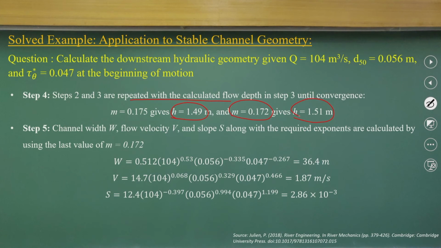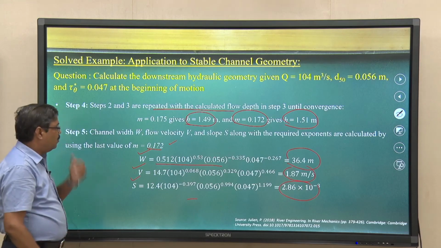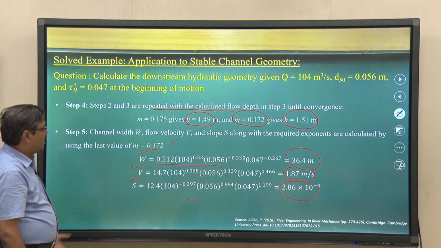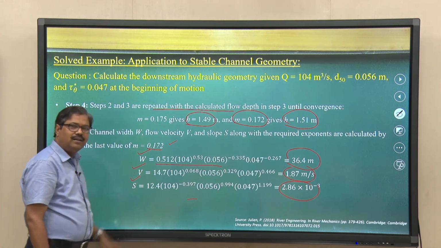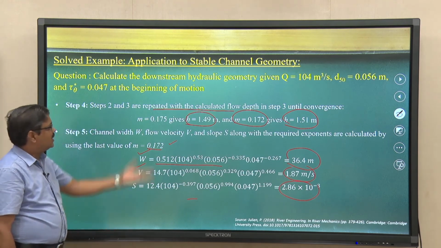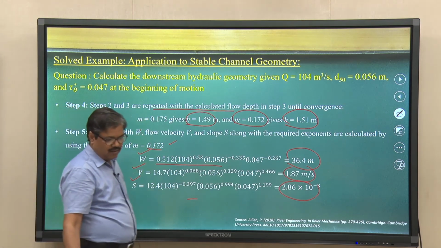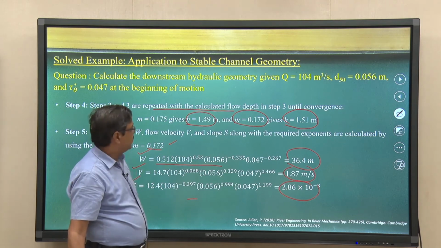If that is the condition, we can fix that and then compute m equal to 0.172, flow depth, width, velocity and the slope, what we get using these empirical equations. So, this is what we can use from D50 values and so on to compute the flow width, the velocity and the energy slope gradients. That is for this downstream hydraulic geometry.